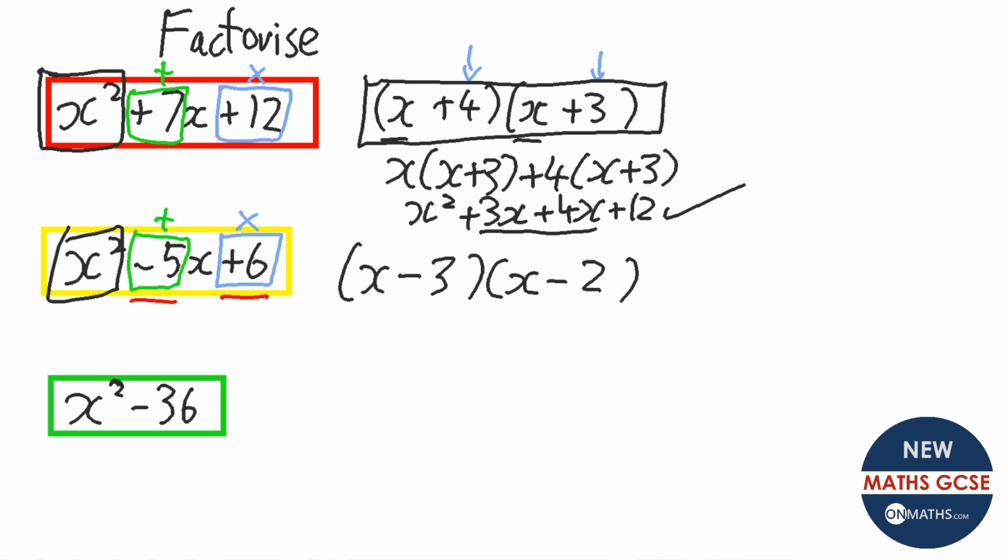Now it doesn't matter which way around that you have these. You could have had x -2 there and x -3 there. It doesn't matter which way around they are.